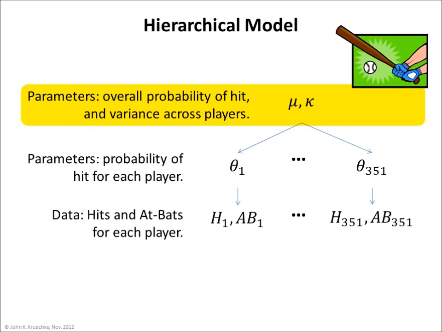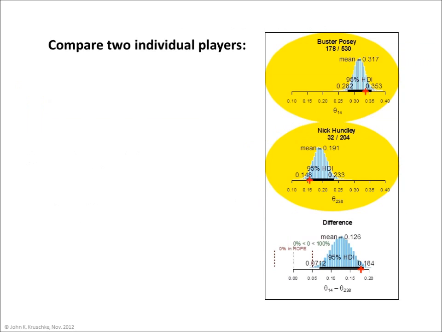Bayesian analysis provides a complete distribution of credibility across the joint space of 353 parameters. To compare the abilities of players or teams or divisions, we simply look at the posterior distribution of the relevant differences. Let's compare two individual players, Buster Posey and Nick Hundley. The players' sample batting averages are indicated by red crosses on the x-axis, and the Bayesian posterior distribution for the estimated probabilities of getting a hit are shown by the blue distributions.